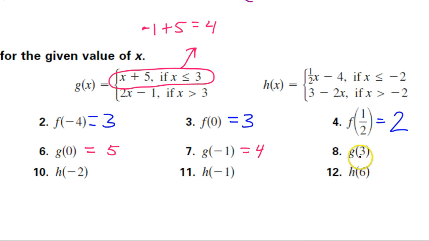And finally, for this function, what about 3? Well, the number 3 is equal to 3. So we're going to use the top function. So x plus 5 becomes 3 plus 5, which equals 8.